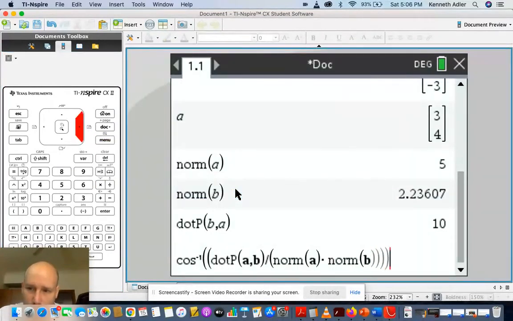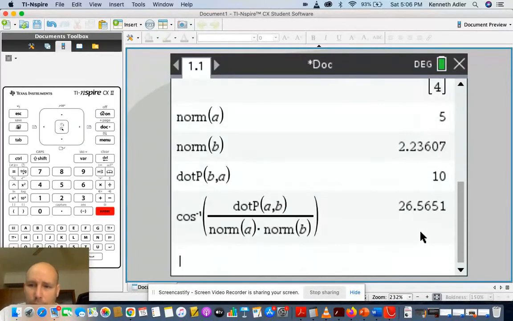Let's close out. Let's see. Hopefully, do we have this right? We have the dot product on the top. No, I think I need another parenthesis. Let's see what happens. Nice. So we see what it did. The inverse cosine of the dot product over the product of the magnitudes, 26.56 degrees. Please remember, I have my calculator in degrees.